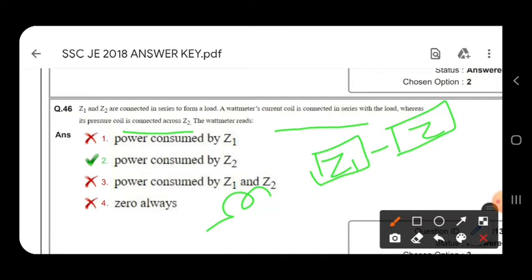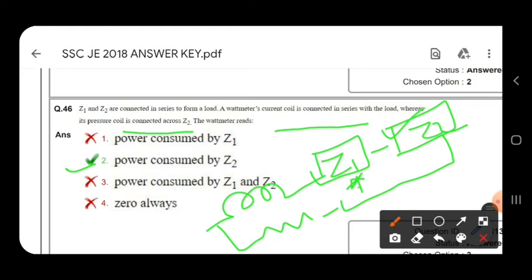If this is a current coil and this is a pressure coil, but the pressure coil is only connected to Z2 and not connected to Z1, then the measured voltage is only across Z2, because the voltage pressure coil is not connected across Z1, so the Z1 voltage cannot be measured.